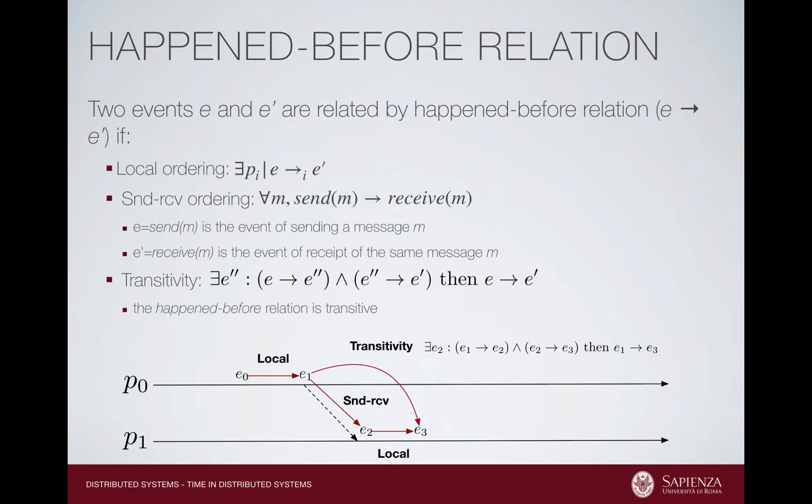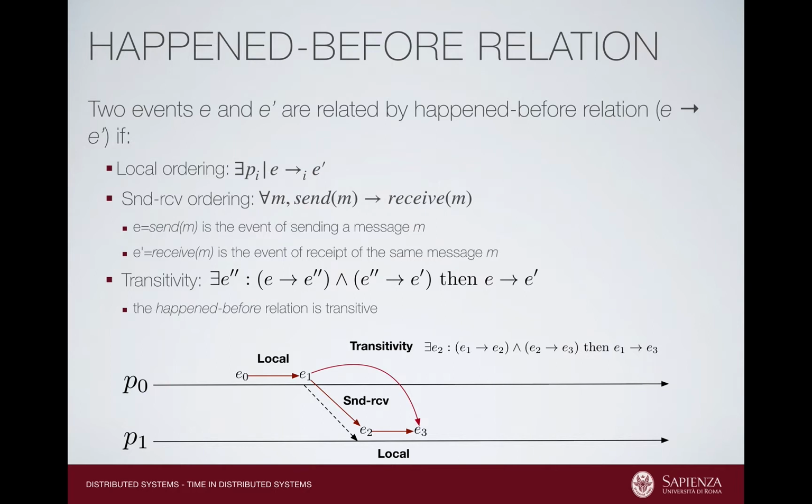And the transitivity rule says that if there exists an event E2 such that E happens before E2 and E2 happens before E prime, then E happens before E prime. This just says that this relationship is transitive, and this relationship is capturing causality. Why? Okay, let's see this example with 4 events.